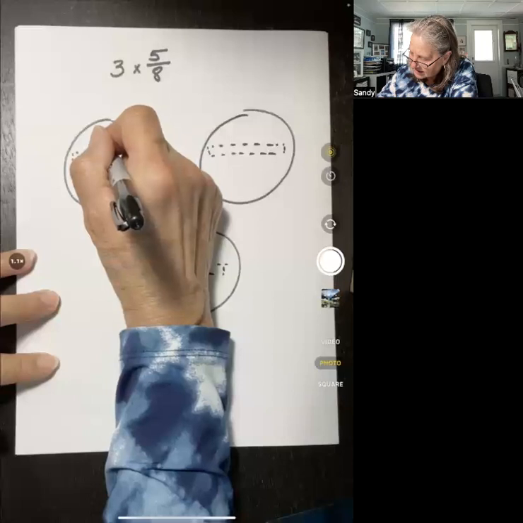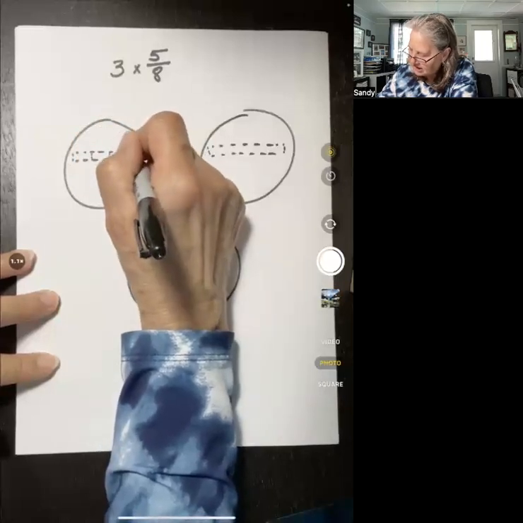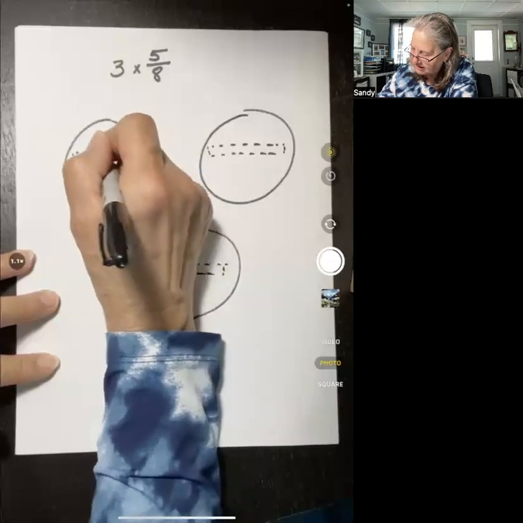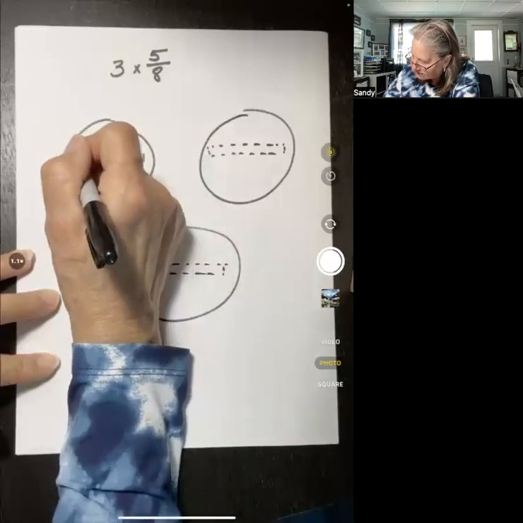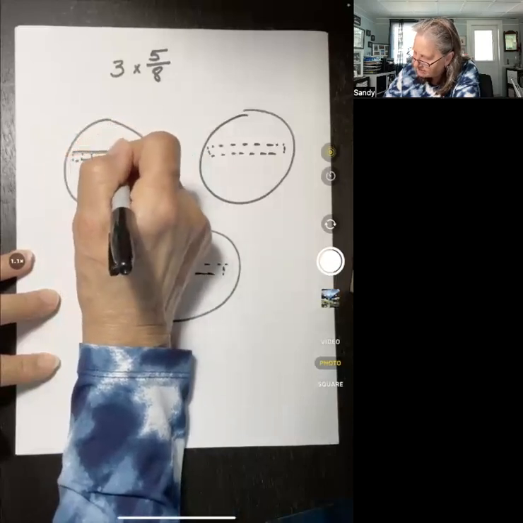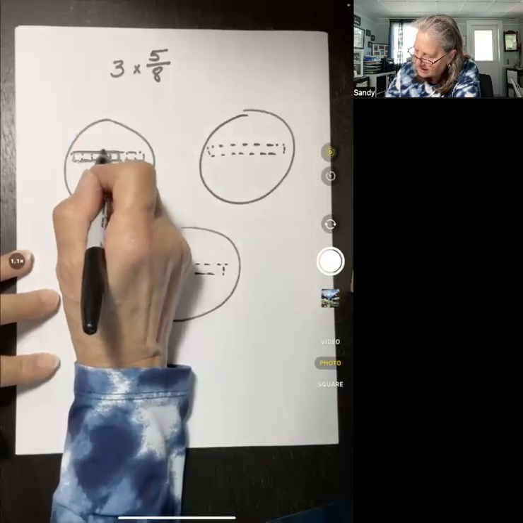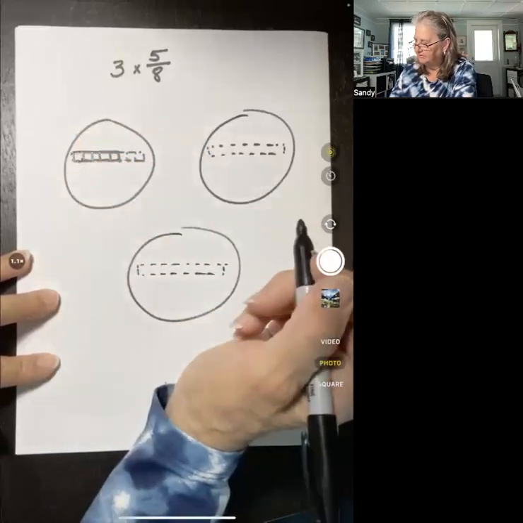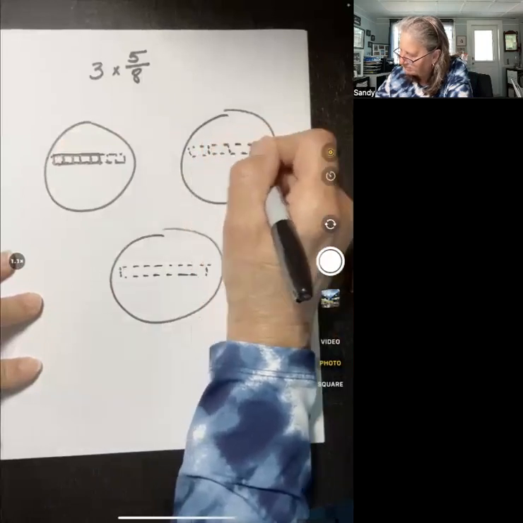Now remember, I take the whole, cut it in half, cut each half in half, and then really each fourth in half. And then I can outline 5 of these. So there's 5/8 in relation to the whole. Do the same thing every time.